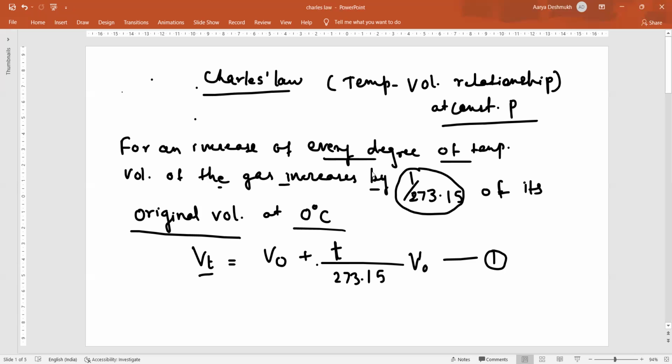So what are these VT and V0 here? This is the volume at T degrees Celsius of the given mass of the gas. Whatever is the mass of the gas, the volume of that particular amount of the gas at T degrees Celsius, and V0 is the volume of the gas at 0 degrees Celsius, isn't it? So now if you rearrange this equation number 1, we'll proceed further.